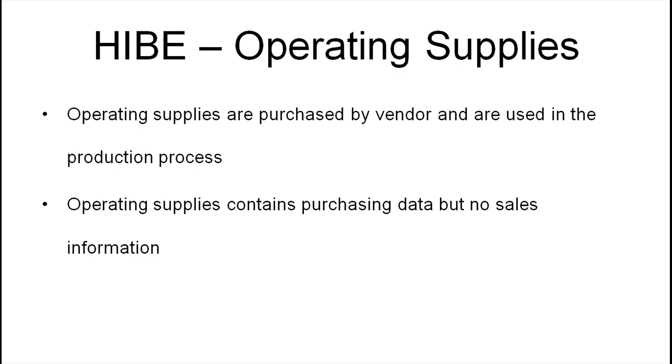HIBE operating supplies are purchased from a vendor and are used in the production process. HIBE material type contains purchasing data but no sales information. Examples of operating supplies include lubricants, compressed air or solder.